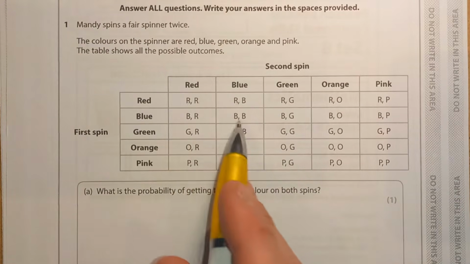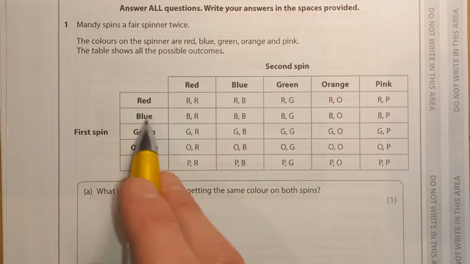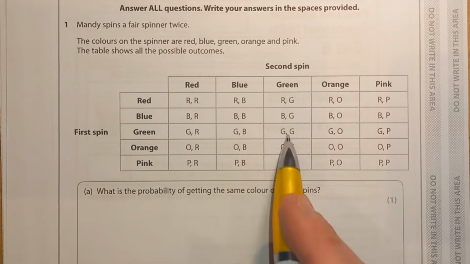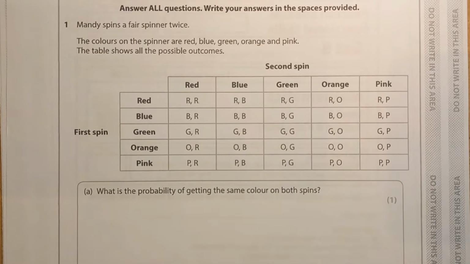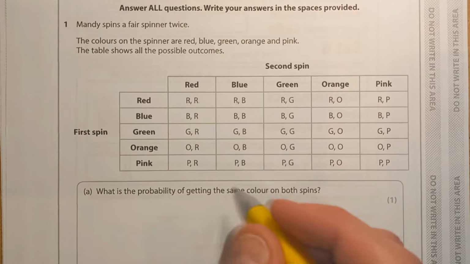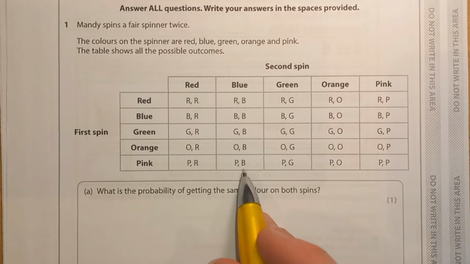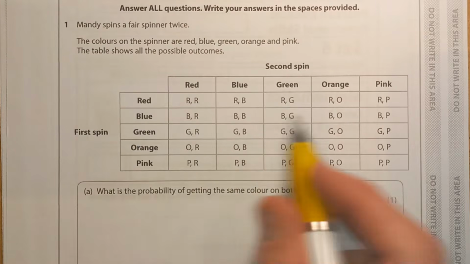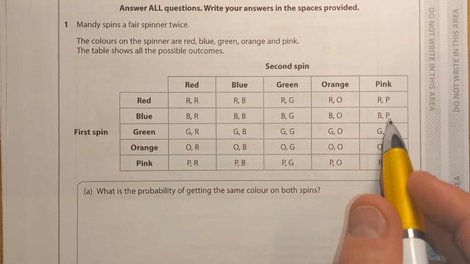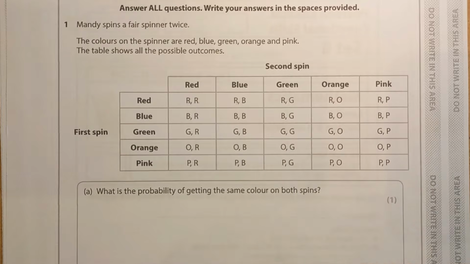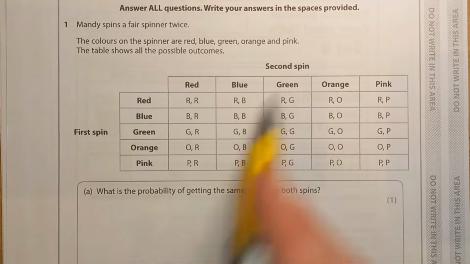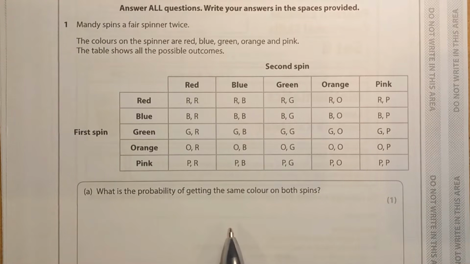Okay, so you could get the same colour, red and red, blue and blue, green and green, or you could get any other combination as well. Some of these look like they might be repeated because you could get pink on the first spinner and blue on the second, or blue on the first and pink on the second. But they're different results because it depends if it's first or second. What is the probability of getting the same colour on both spins?